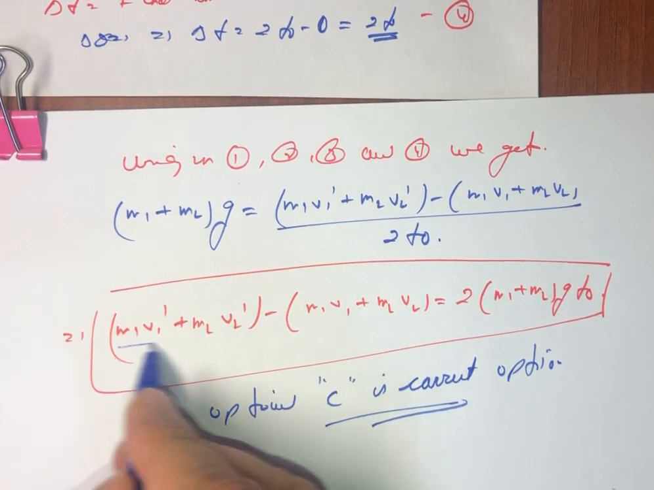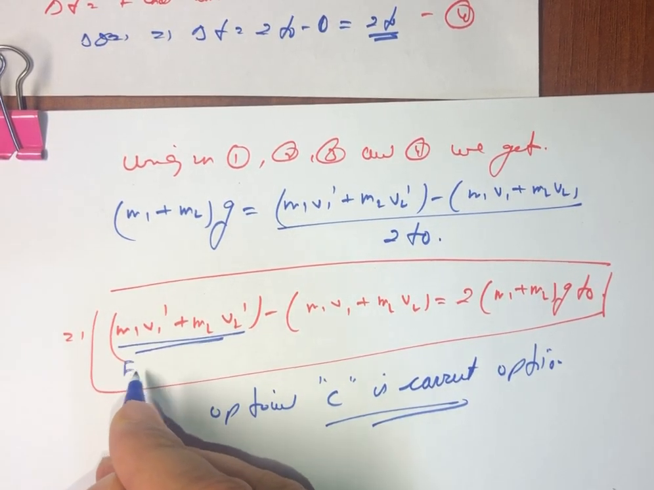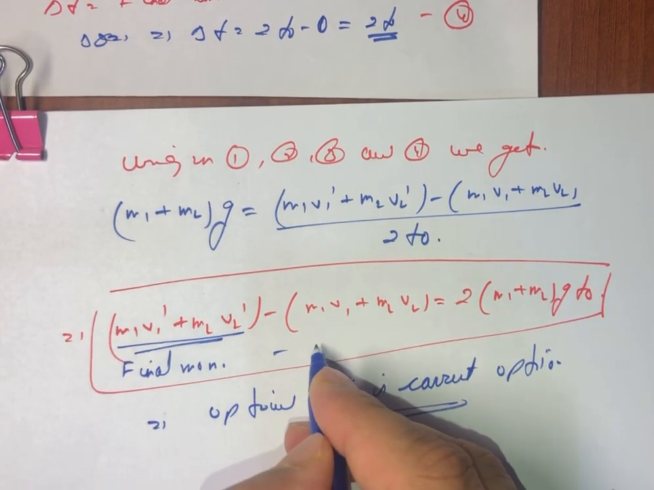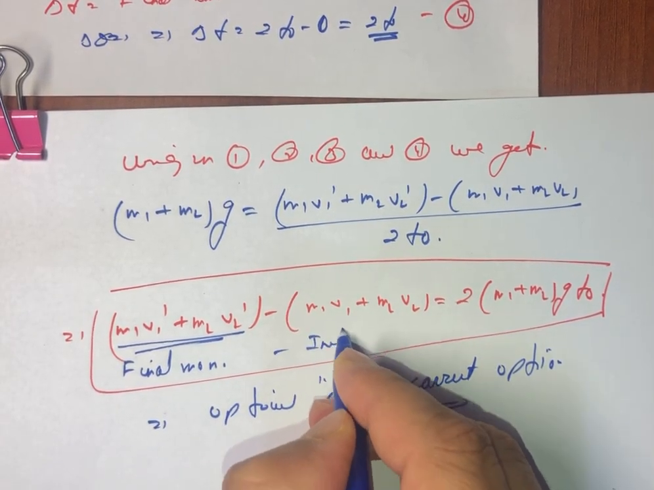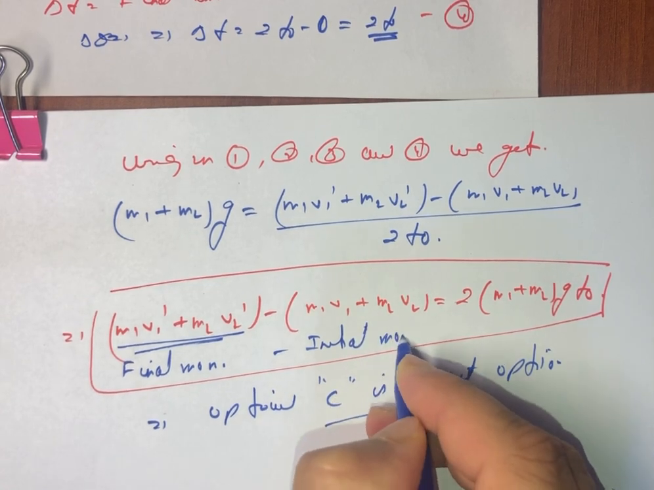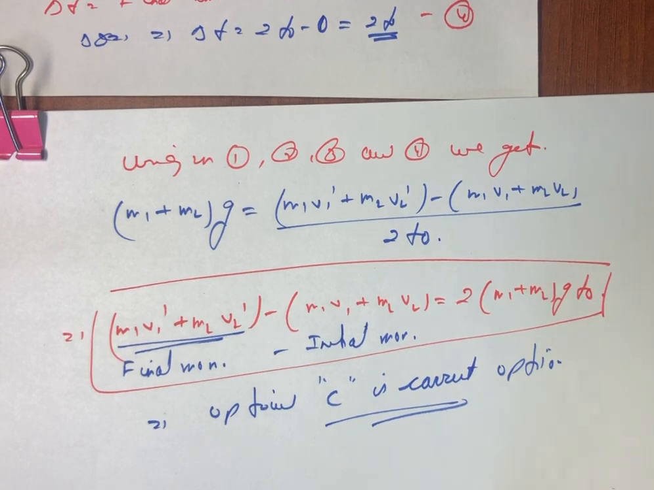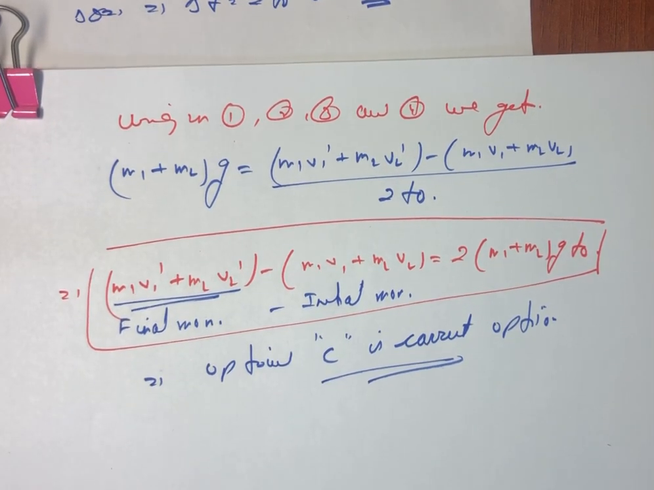Here also we can say this is our final momentum minus initial momentum, which is equal to twice m1 plus m2 g multiplied by t naught. So this completes the question. Thank you.